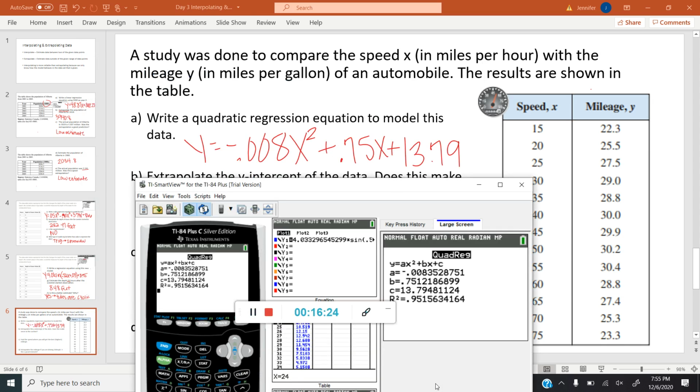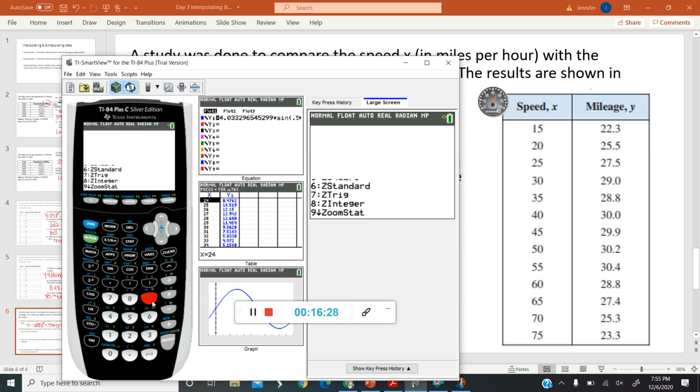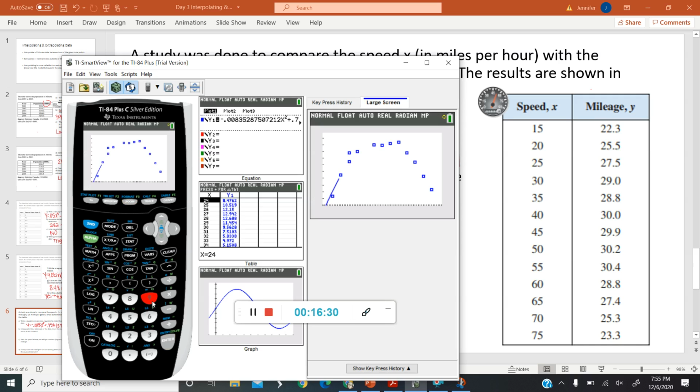So first I'm just going to come over here and hit zoom 9 to see what it gives me when I have zoom stat in there. And it shows me this quadratic graph that we made with the data, but it doesn't really show me the y-intercept. So I could change the graph. I'm just going to go to the table though.